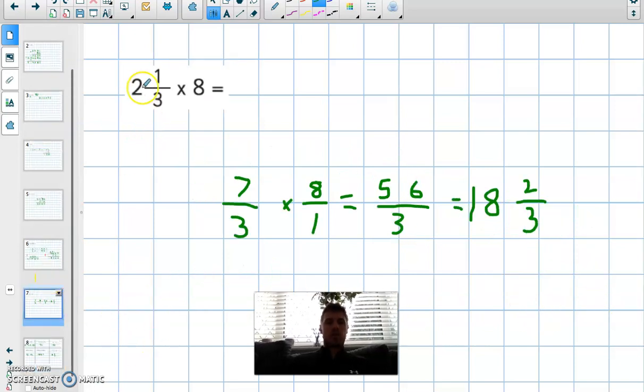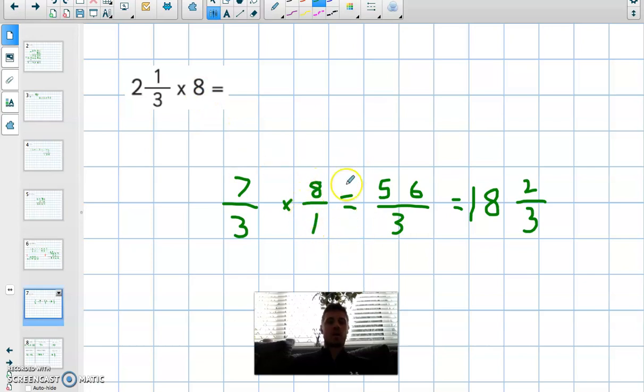And the last question, 2 1/3 multiplied by 8. I first of all need to convert this into an improper fraction, so I multiply the whole number by the denominator, which is 3, and then I add it to my numerator, which gives me an answer of 7/3. And I'm going to multiply this number by 8.